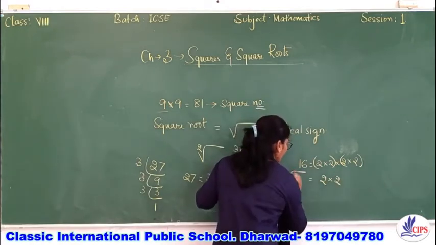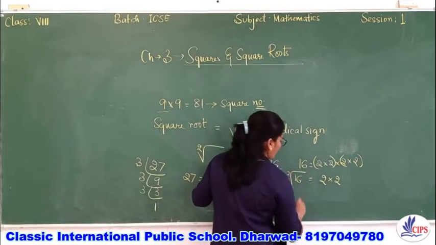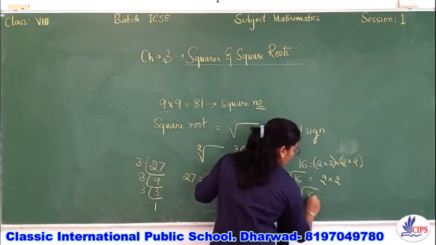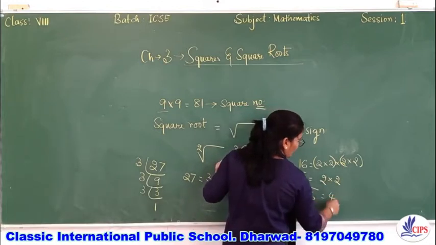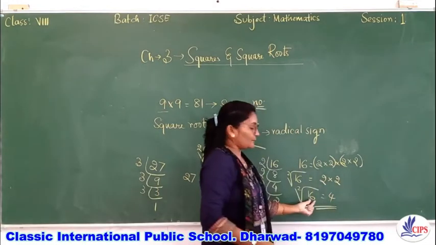Now the square root of 16 you need to find. So what is the square root of 16? We have taken one number from each group. So 2 into 2 is 4. So the square root of 16 is 4.